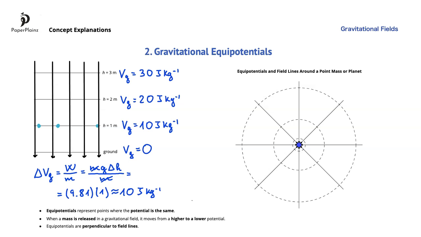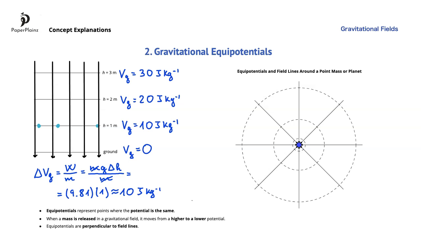A logical question to ask here is, why are the equipotentials on the left equally spaced if they represent equipotentials near the surface of a planet? Theoretically, these lines are curved and are not equally spaced, but the curvature and the differences are so small that we can simply ignore them when drawing the equipotentials.